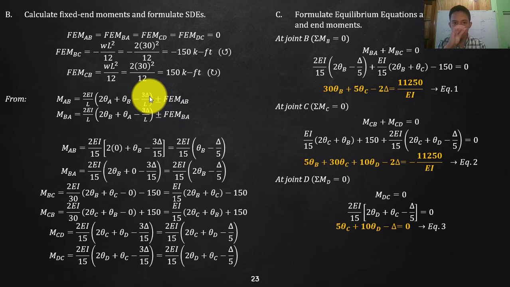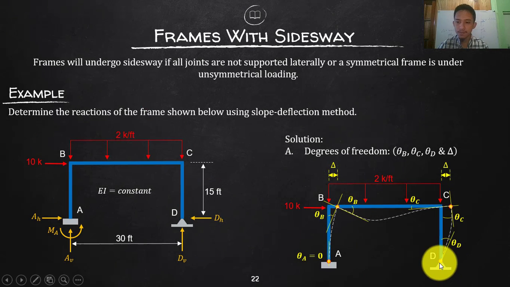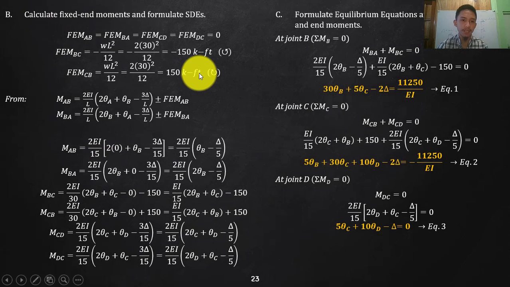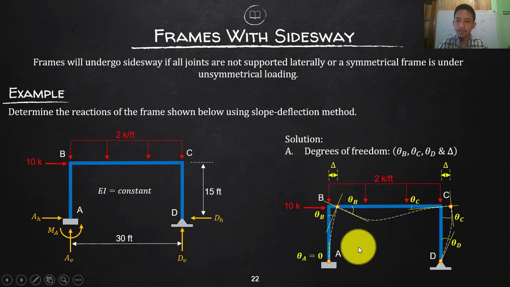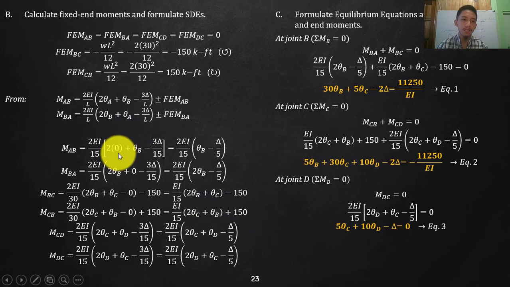We will be having your delta, and isn't it that a while ago that was fixed? I made it a pin, so there is rotation at D. That is just the slight difference from our solution a while ago. So you will have here your 3 delta over L. All I need to do is substitute your L, which for member AB is 15 feet, 15 for CD, and 30 for BC. Again, theta A is 0, so we have only theta B and delta in this equation.